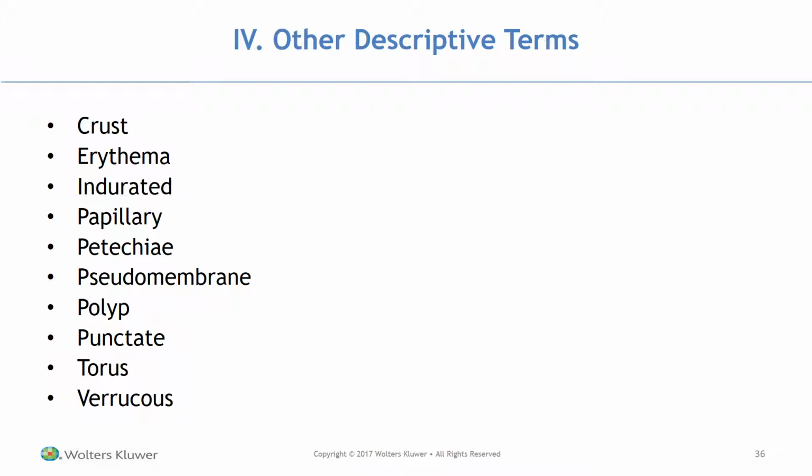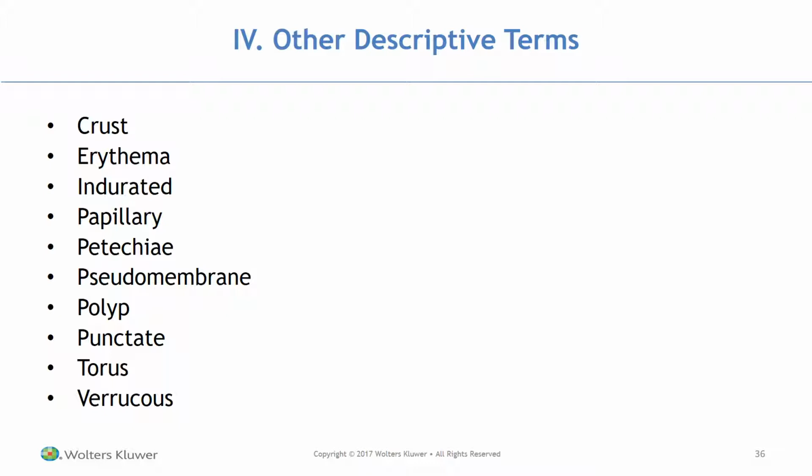Petechiae are going to be those little tiny red spots of pinpoints. You'll see that sometimes on the buccal mucosa, or maybe even on the palate in some conditions. Then we have pseudomembrane. That's a loose membranous layer of exudate containing organisms, and it's precipitated fibrin, necrotic cells, and inflammatory cells produced during an inflammatory reaction on the surface of the tissue.